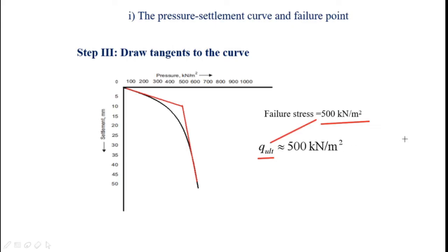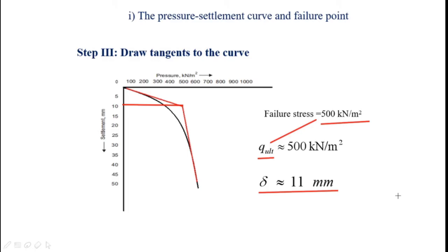Okay. Similarly, you can determine the failure settlement at the failure point. You just have to draw a line like this. It will go somewhere around 10, 11 or 9.5, something like that. So I have just written delta, that is settlement at the failure point, equals approximately 11 mm, or it could be 10 mm. It's not a very accurate curve.